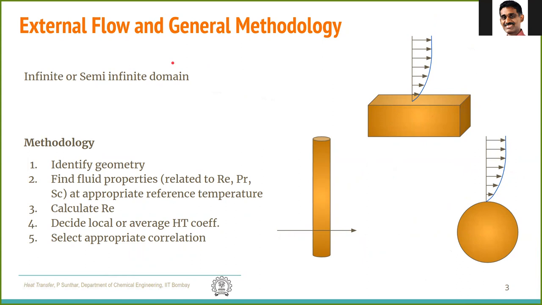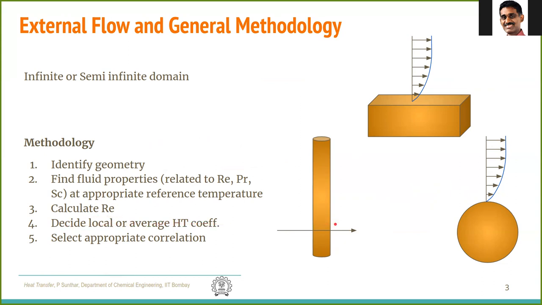The general methodology to find out correlations of Nusselt number is to identify the geometry that closely resembles one of these known geometries for which we have Nusselt number correlations. Then find out the fluid properties at the reference temperature. The fluid properties such as diffusivity, viscosity, density, and so on are required to determine Reynolds number and Prandtl number, or in the case of mass transfer, the Schmidt number. Once the fluid properties are known, we can find the Reynolds number. Reynolds number defines two regimes. For small Reynolds number it is a laminar regime, and for large Reynolds number it is turbulent.